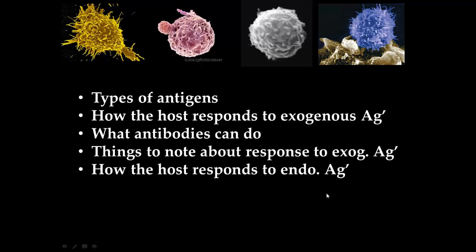Let's continue our discussion of antigens. We'll look at the two major types of antigens, and then we'll investigate how the host responds to these two different types of antigens. We'll also look at what antibodies can do. Antibodies have several different functions, and we'll take a look at some of those. And then we'll make some notes of important things that you should be aware of concerning the immune response to certain types of antigens.